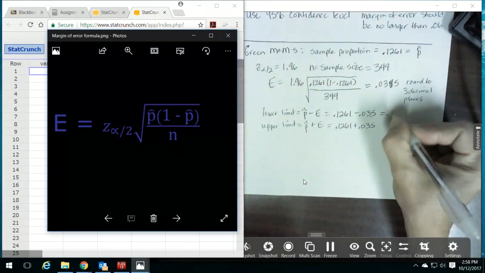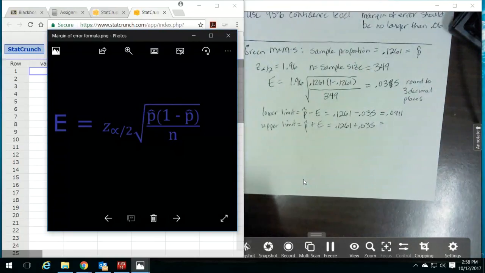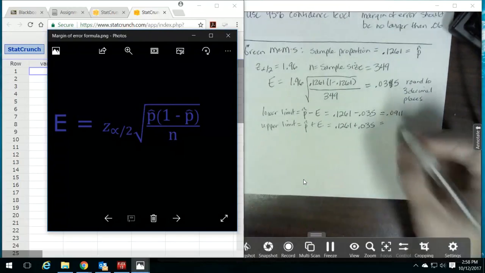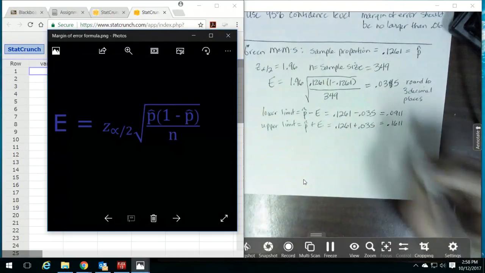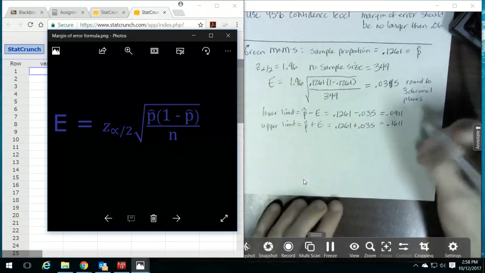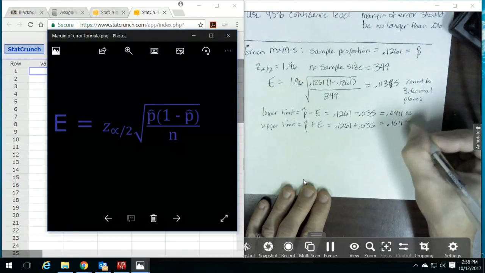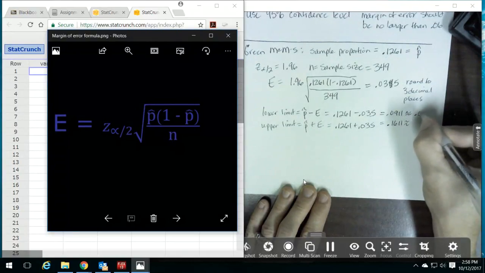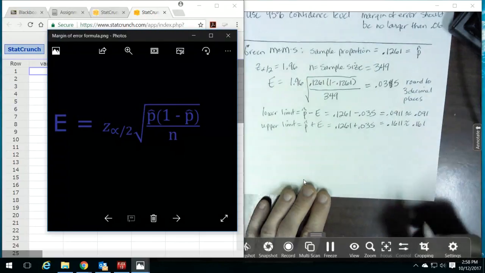Which gives me 0.0911 and 0.1611. Now these also, for the limits, we're going to round these to 3 decimal places also. So I'm going to round this to 0.091 and I'm going to round this to 0.161.